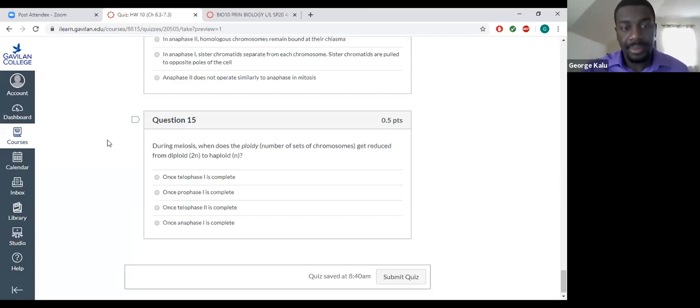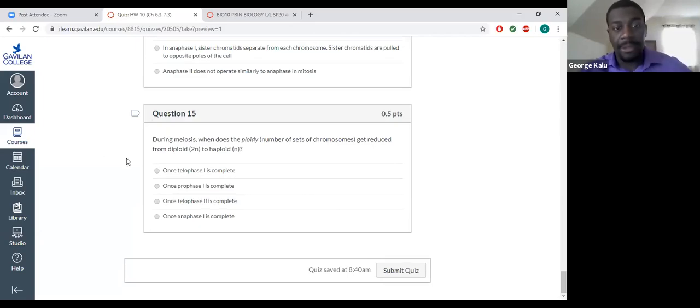Perfect. Okay, last question. During meiosis, when does the ploidy, the number of sets of chromosomes, get reduced from diploid to haploid? Is this going to happen when telophase 1 is complete, when prophase 1 is complete, when telophase 2 is complete, or when anaphase 1 is complete? When do we have that reduction division take place?